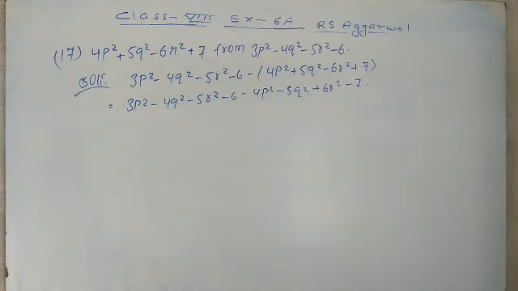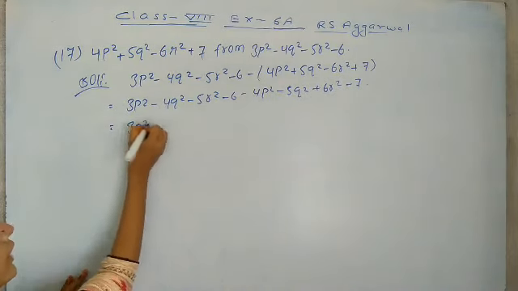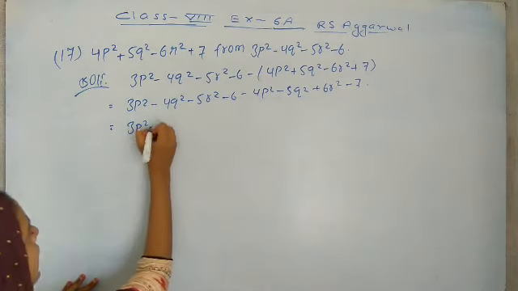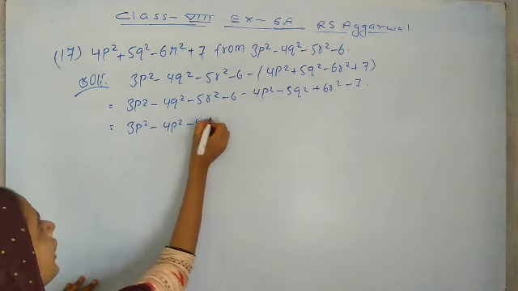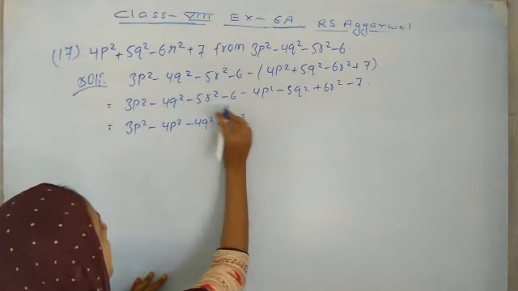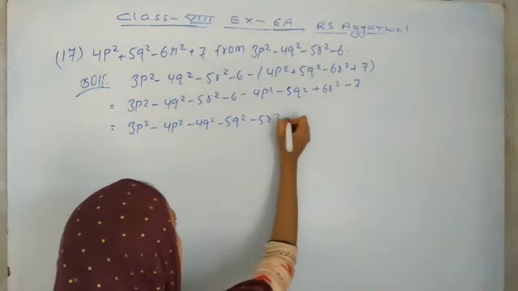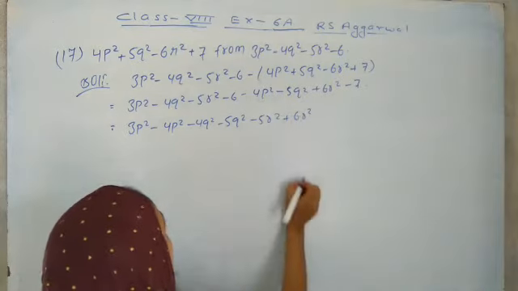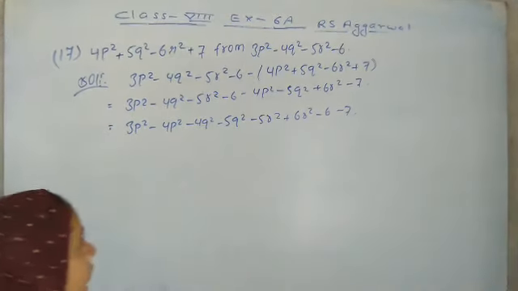And now we will write them in like terms. So 3p square and there is also p square, meaning minus 4p square. There is minus 4q square. There is minus 5q square. There is minus 5r square. There is plus 6r square. Here is minus 6. Here is minus 7. Now we have to solve them.